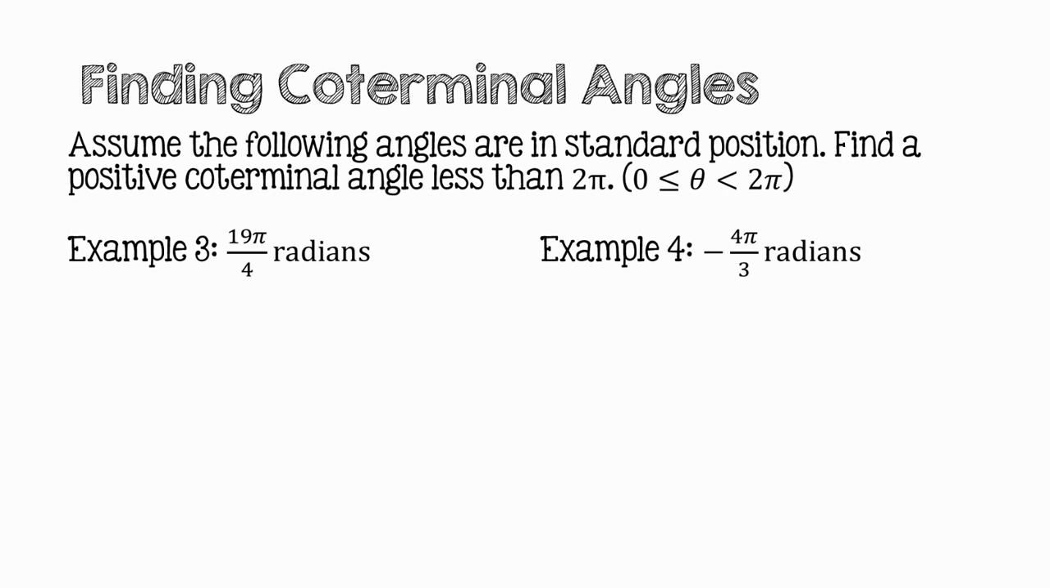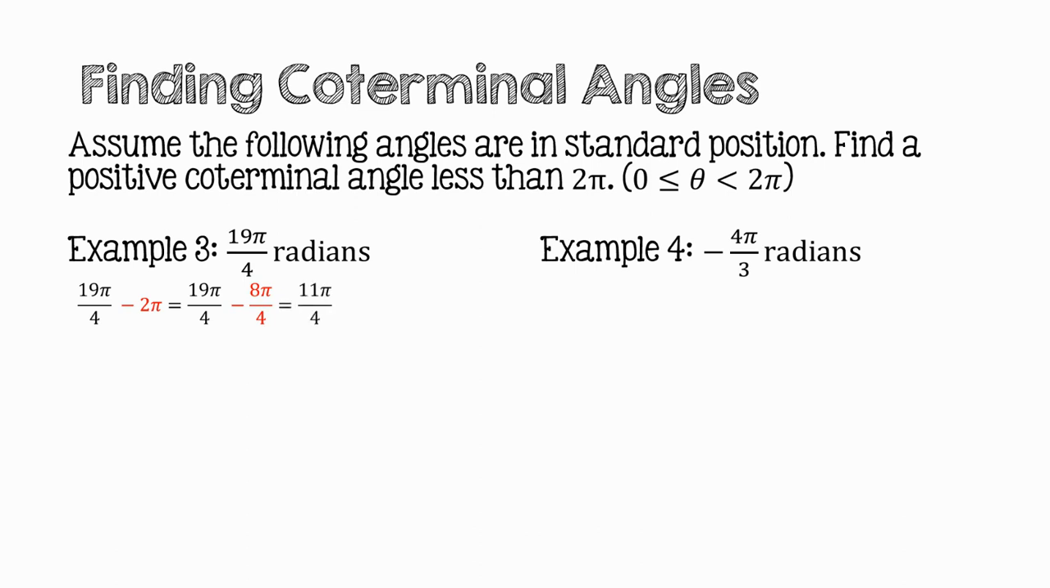So what I'm going to do here, since it's larger than 360 or 2 pi radians, is I have 19 pi over 4. Actually, I think I did this already. Yes, I did. Okay, 19 pi over 4, and we're going to subtract 2 pi. In order to do this correctly, we need to get a common denominator of 4. So I have 19 pi over 4 minus 8 pi over 4, giving us 11 pi over 4.